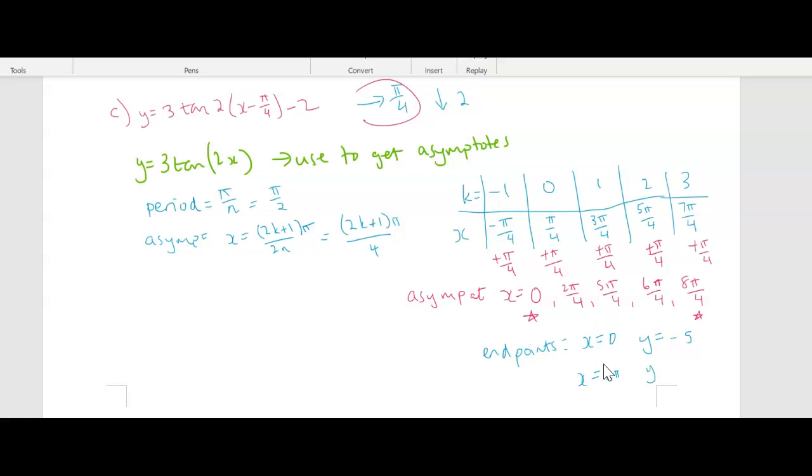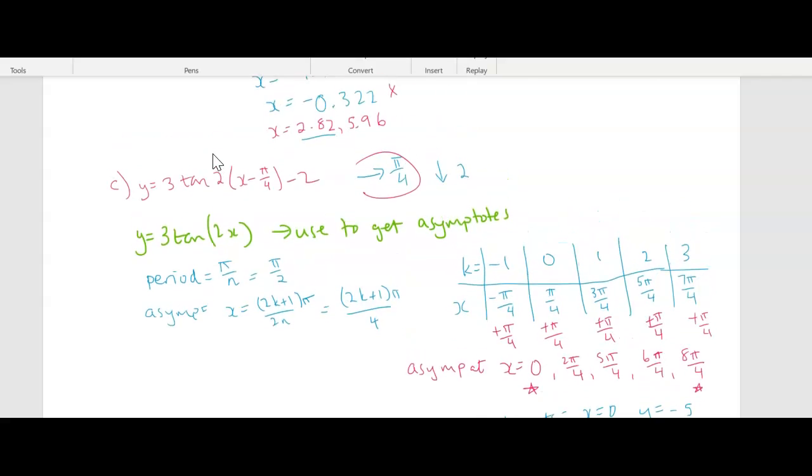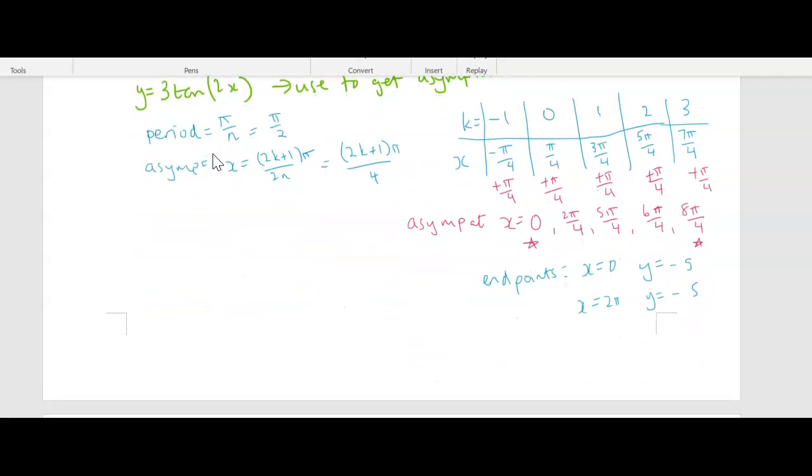All right, and same for that one. All right, have we done everything? Oh, our x-intercepts. I'm running out of room, guys. I'm going to have to go over the page. All right, let's do our x-intercepts.